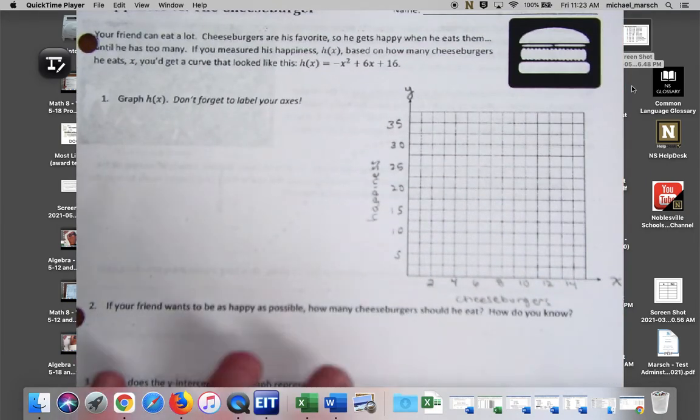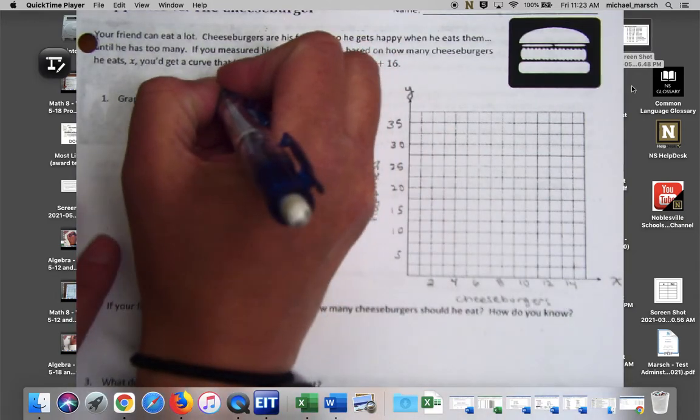Okay, so we have this. Now we need to create our parabola. So we're going to use all of our amazing math quadratic tricks to do this. First thing, let's write out our quadratic formula.